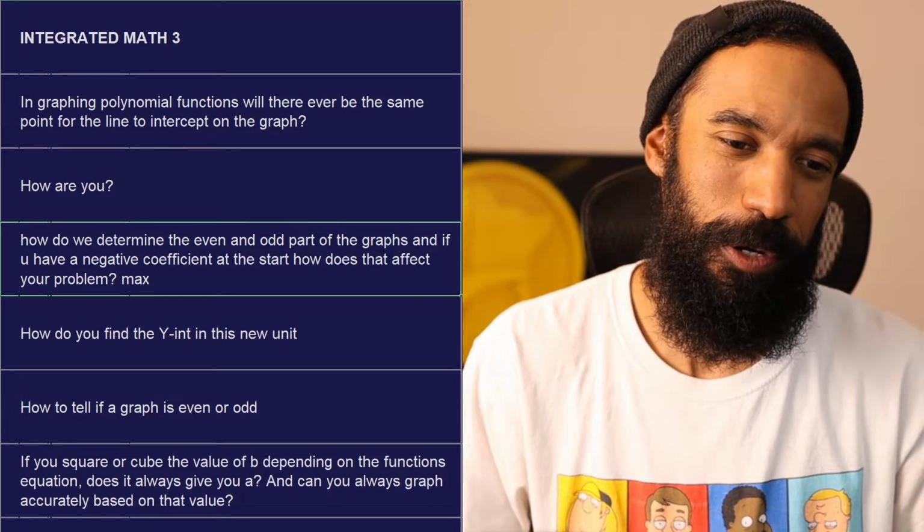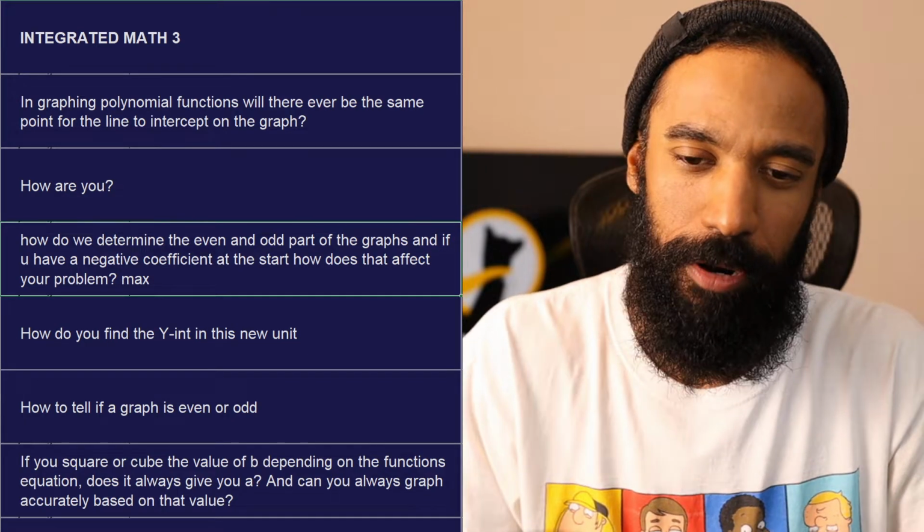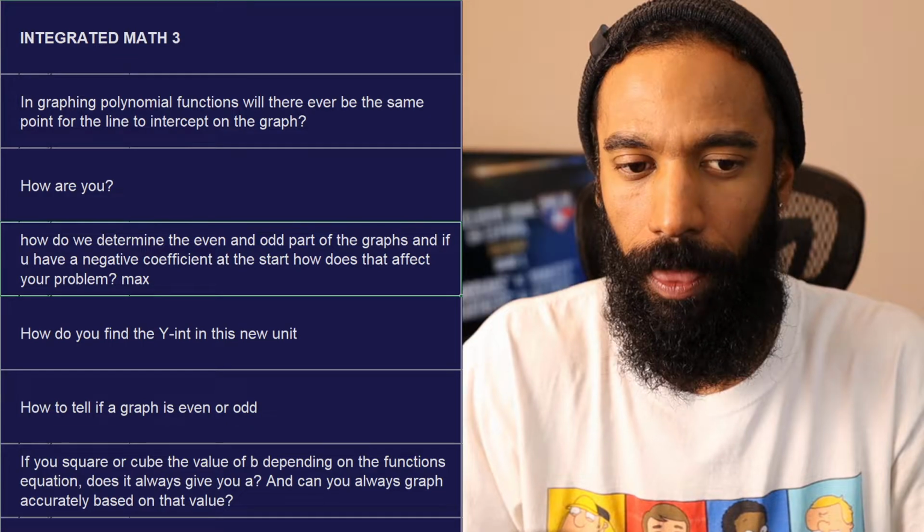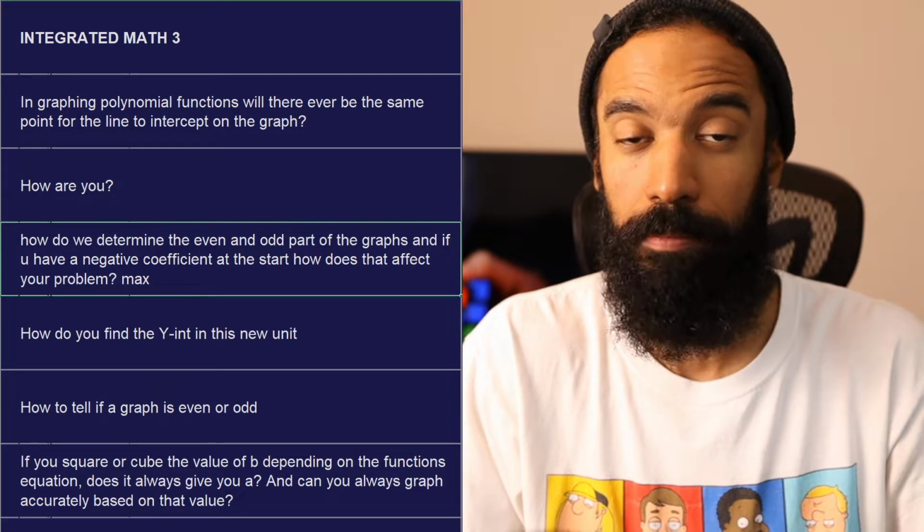All right, next question. How do we determine the even and odd part of the graphs? And if you have a negative coefficient at the start, how does that affect your problem? Max. Oh, Max might have submitted this.